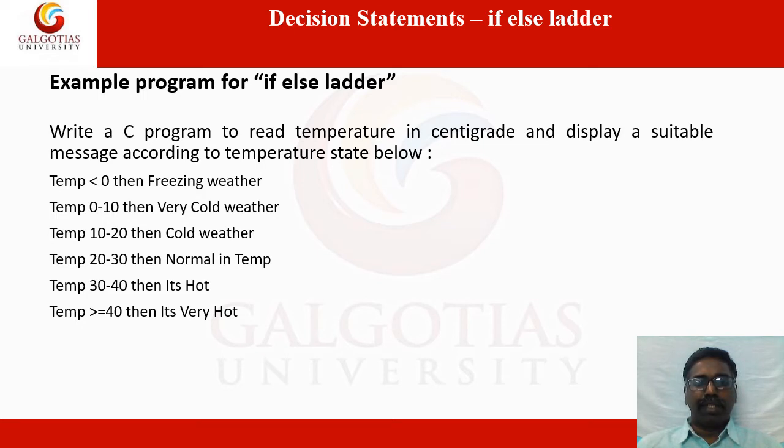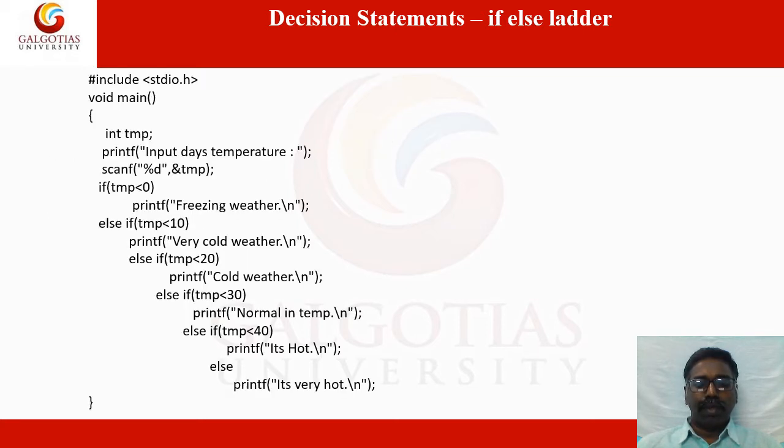If temperature is less than 0, it is freezing weather. 0 to 10, it is very cold weather. 10 to 20, it is cold weather. If temperature is greater than or equal to 40, it is very hot. Likewise, several conditions are given here, 6 conditions in all, so we construct an if else ladder like this.